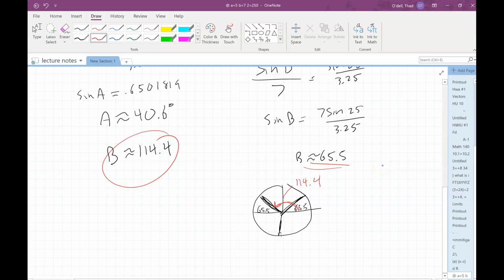Okay, and so that's why I say, again, you can avoid all that by always finding the biggest angle last and finding it by subtracting the other two from 180. Okay, let's do another example.